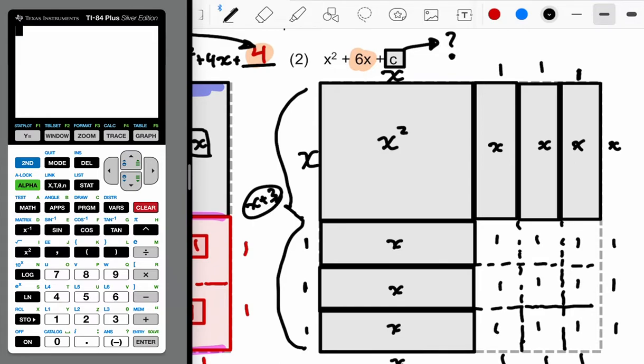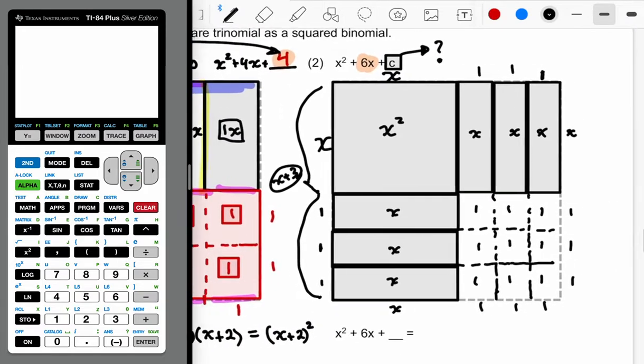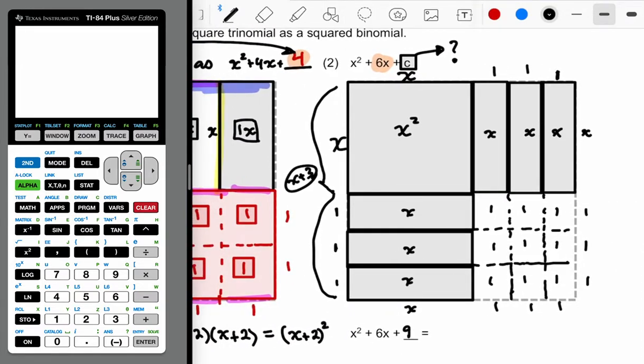All right, so that would make the c value 9, and the factors x plus 3 by x plus 3. Could we write x plus 3 squared? Yeah.